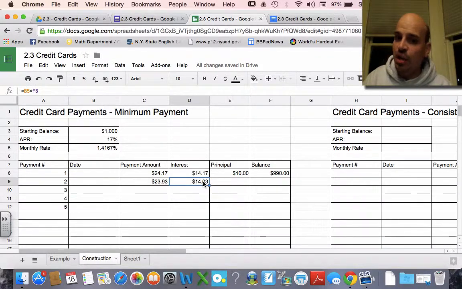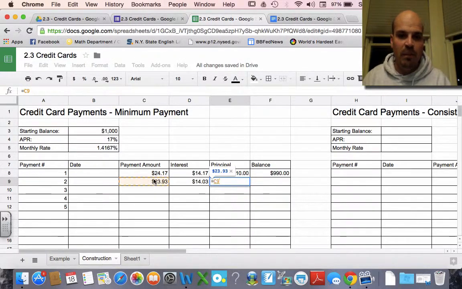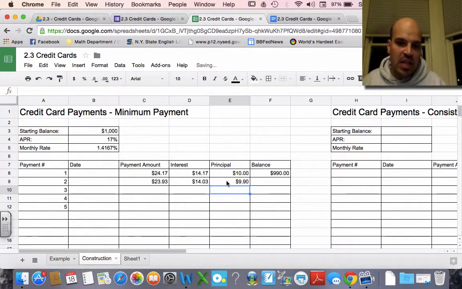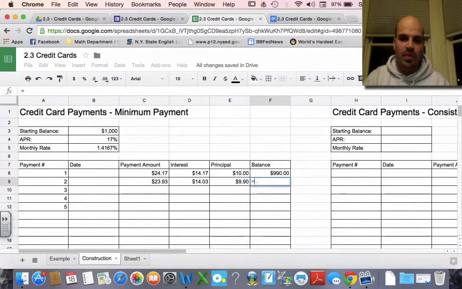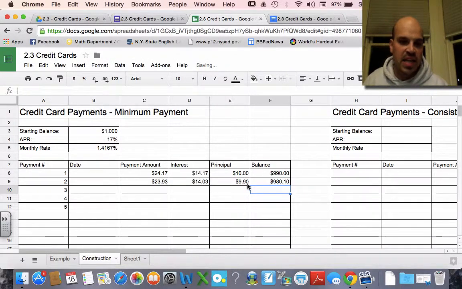$14.03 was interest. That means the rest of the money is principal. That's the amount that goes off to pay the balance. So I'm going to take my payment amount, subtract off the interest, and $9.90 is left for me to pay off my balance. And so that means if I take $990 and subtract what I paid towards it, I get $980.10. And I'll do this again.